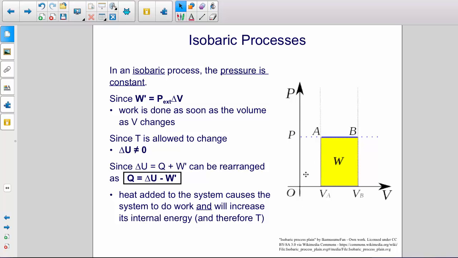And if you look over here, we see a PV diagram for this type of process. And as you'll notice, we have a horizontal line from A to B as the pressure is held steady and the volume changes.